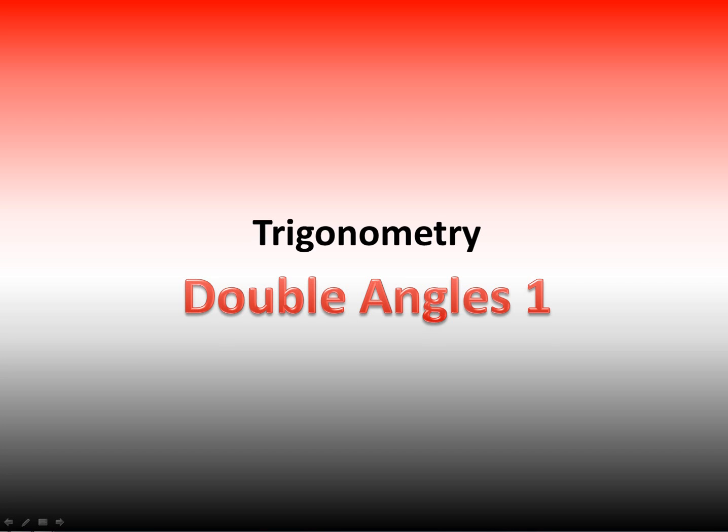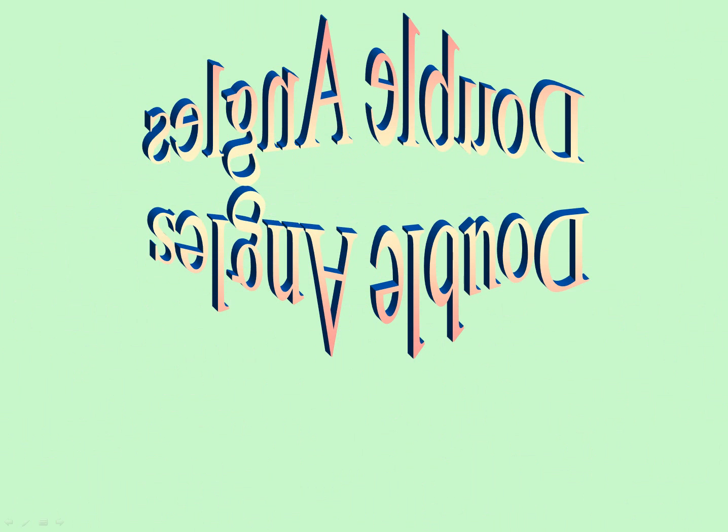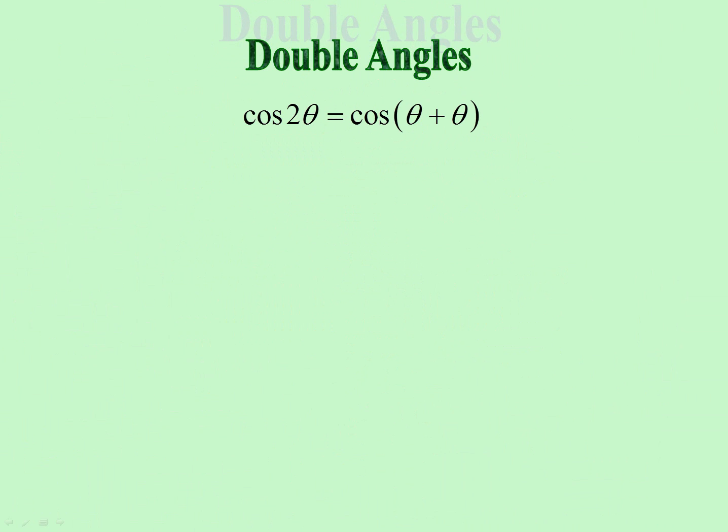Trigonometric double angles, part 1. Double angles, in other words, twice theta, twice x, twice a, twice b, for cos and sine. Luckily we're not dealing with tan at the moment, that's a more complex formula.